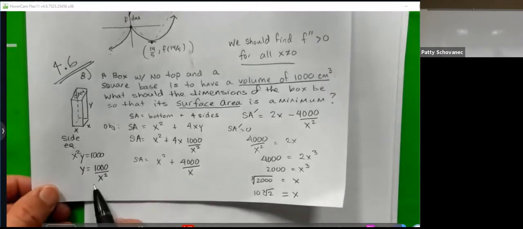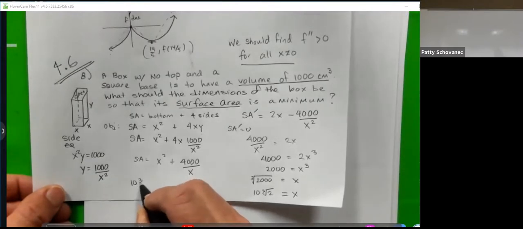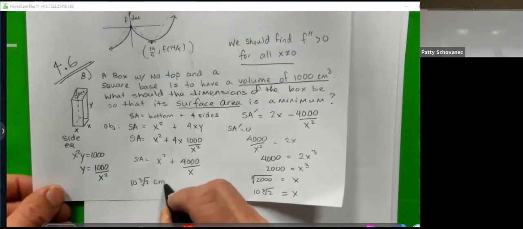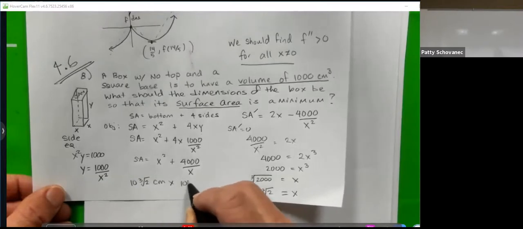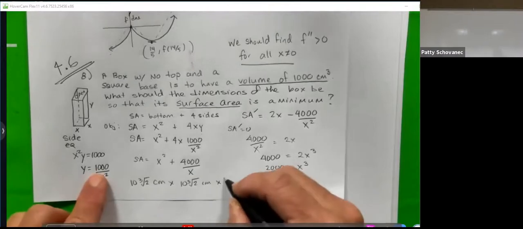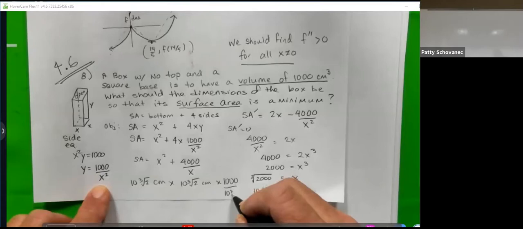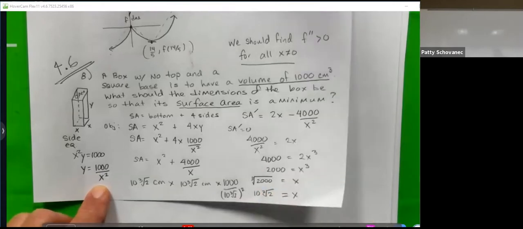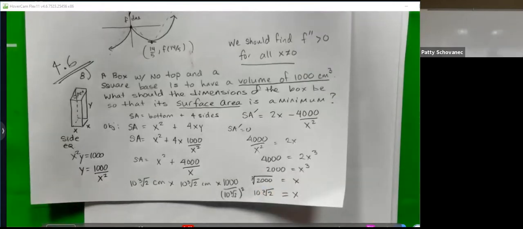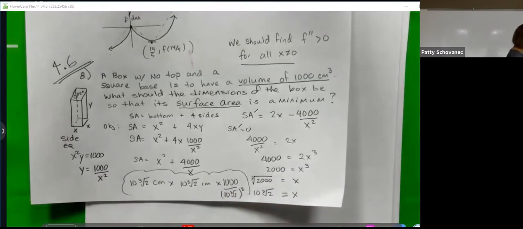And then you want the surface area. So the dimensions, you need 10 cube root of 2 centimeters by 10 cube root of 2 centimeters by 1,000 over 10 cube root of 2 squared centimeters. Okay? Goofy numbers, but I'll try to come up with better ones.